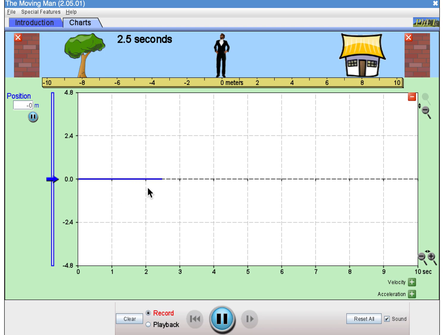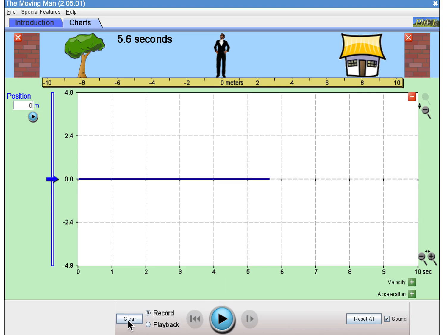A nice constant line of 0 position right here, right? And if you do notice too, the slope of this line is 0. There's no slope, it's horizontal. And slope of position time graphs tells you about velocity, which if the slope is 0, the velocity is 0. And that's true. He's just standing there hanging out.